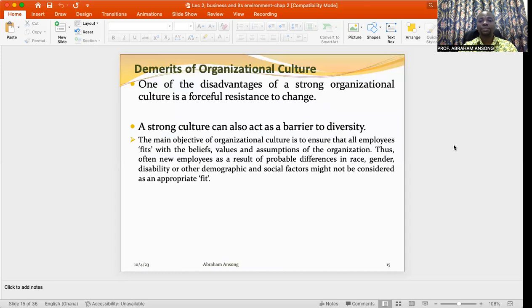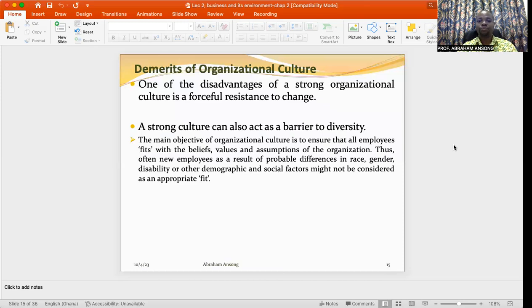So one of the disadvantages of a strong organizational culture is that even when the external environment is calling for change, there is the tendency to stick to what is known, and that can be a big problem. The next point is that a strong culture can also act as a barrier to diversity.